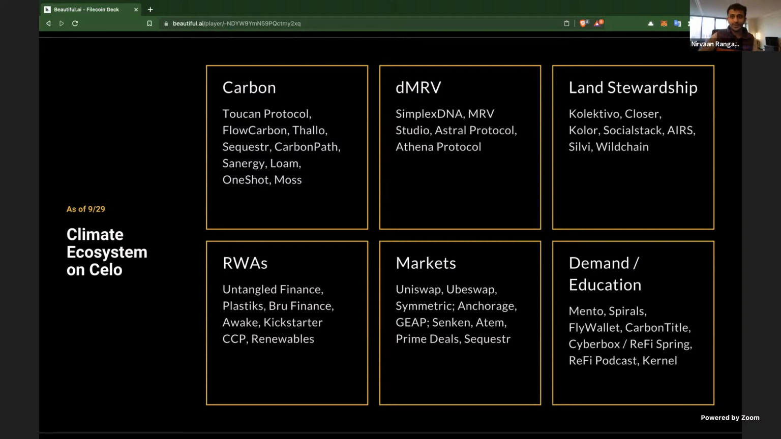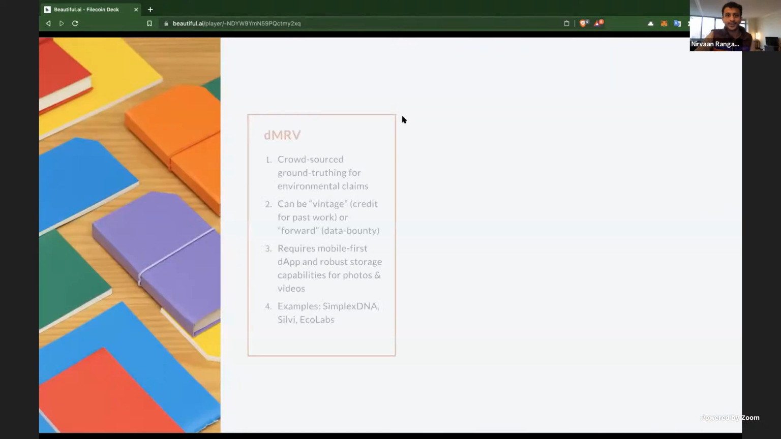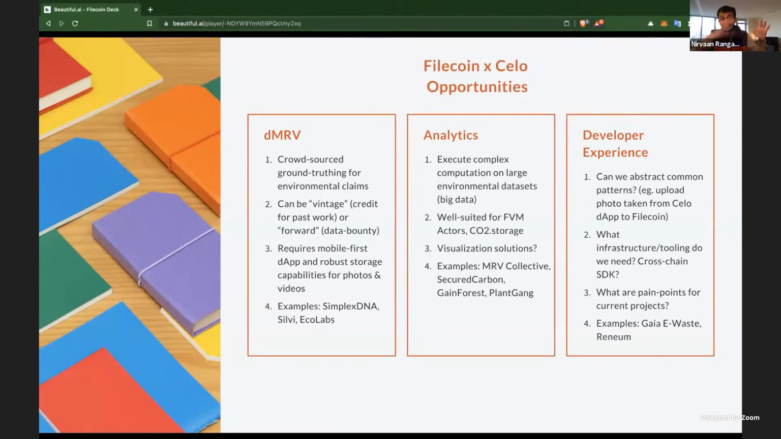So what does this mean for us here? Why am I talking about it? I am starting to see a large pattern of problems that can be really nicely solved, I think, through an integration between Filecoin and Celo.